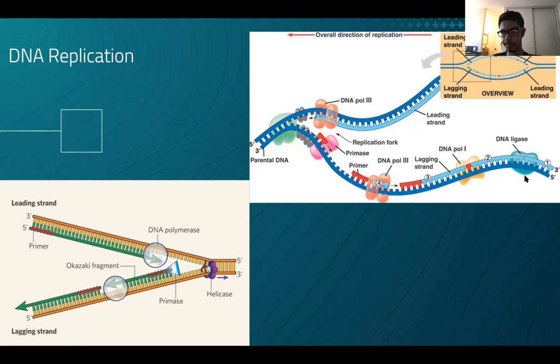So keep in mind that DNA ligase will connect those Okazaki fragments that pertain to the lagging strand, and the directionality of the leading strand is 5' to 3', and the leading strand moves towards the replication fork. Those are the very main important things you need to know and make sure that you have down.